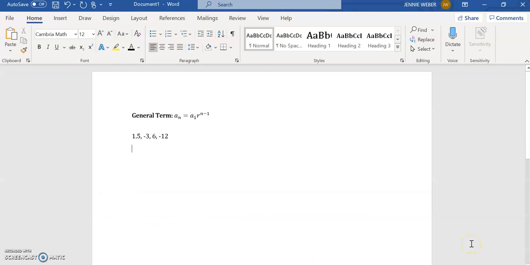Okay, we want to find the general term for this sequence we're given, and then, after we write the general term, find the seventh term. So when I look at this, my first question always is, what does it have in common? Well, if you look at this, you should be able to see that each number I times by 2.